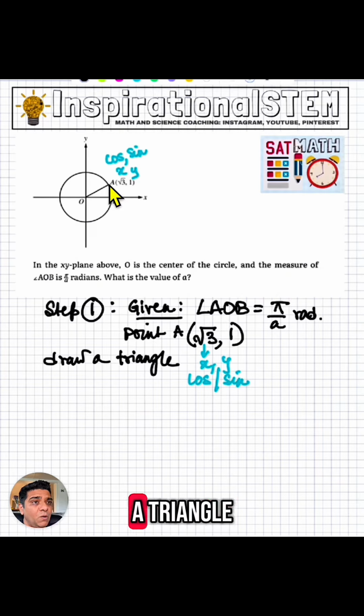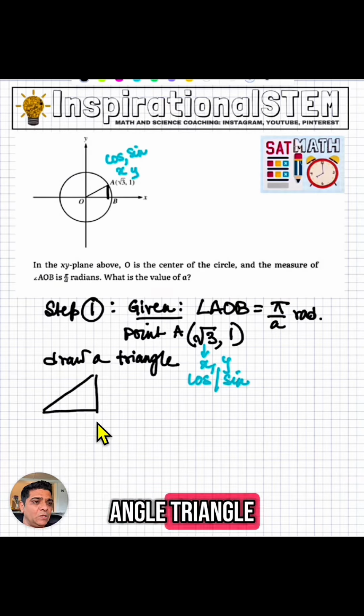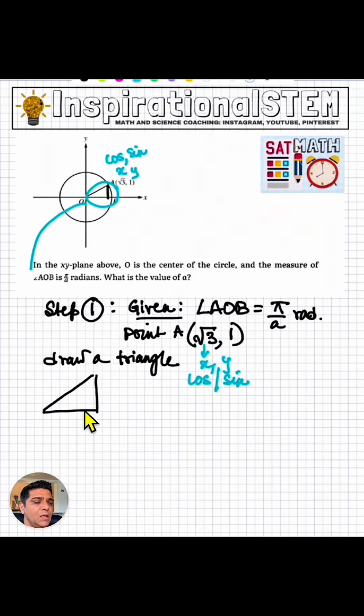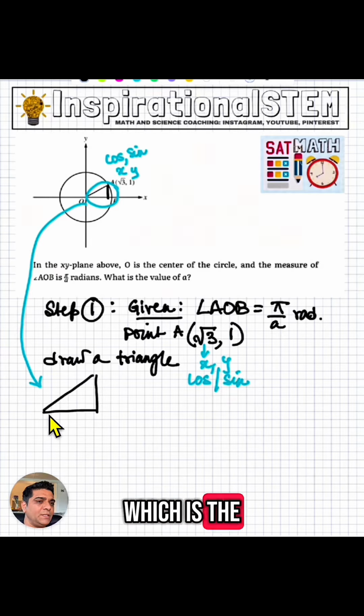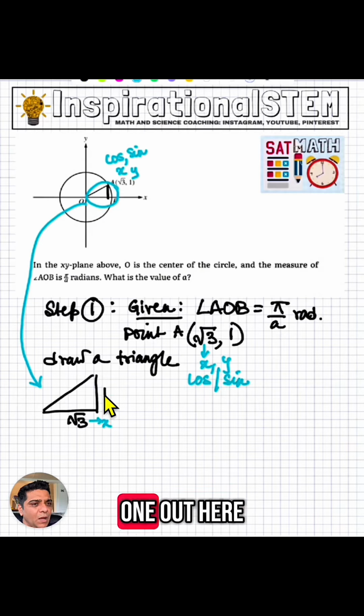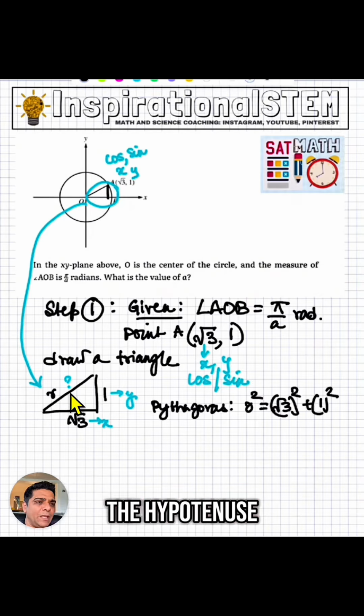So let's go ahead and draw a triangle using this information that we have. So we have this angle AOB. If I drop an altitude from A onto OB, then we can draw that right angle triangle, and this is the right angle. And we know here that this x value is √3, which is the cosine value, right? And this 1 out here is the y value, the height of the triangle. Now, what is this question mark? That is the r value, or the hypotenuse.